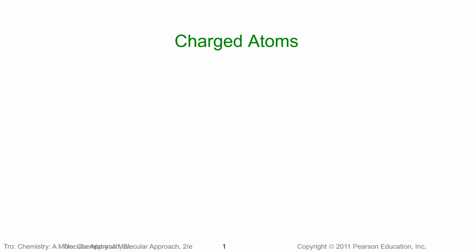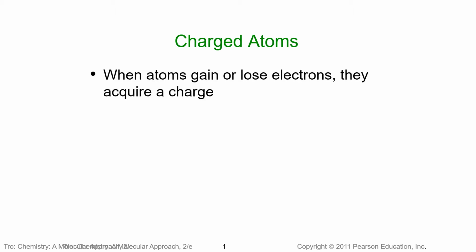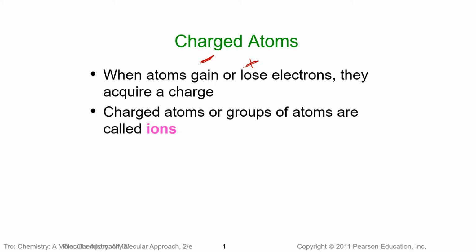Atoms cannot change the number of protons. If we change the number of protons, that changes the element. So if we are going to have an atom that changes charge, it's the number of electrons that need to change. And so if we gain electrons, they become negatively charged. If we lose electrons, they become positively charged. And we call those ions.